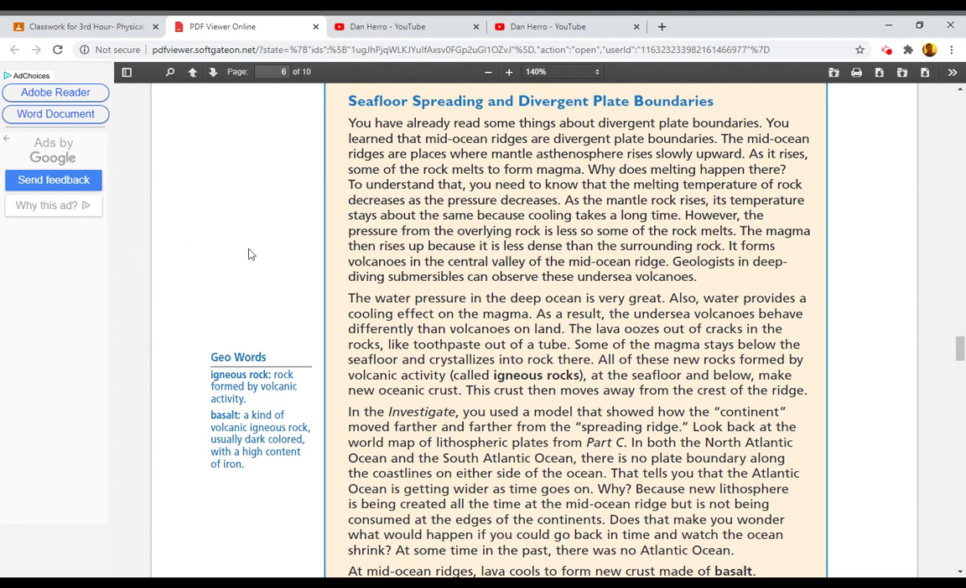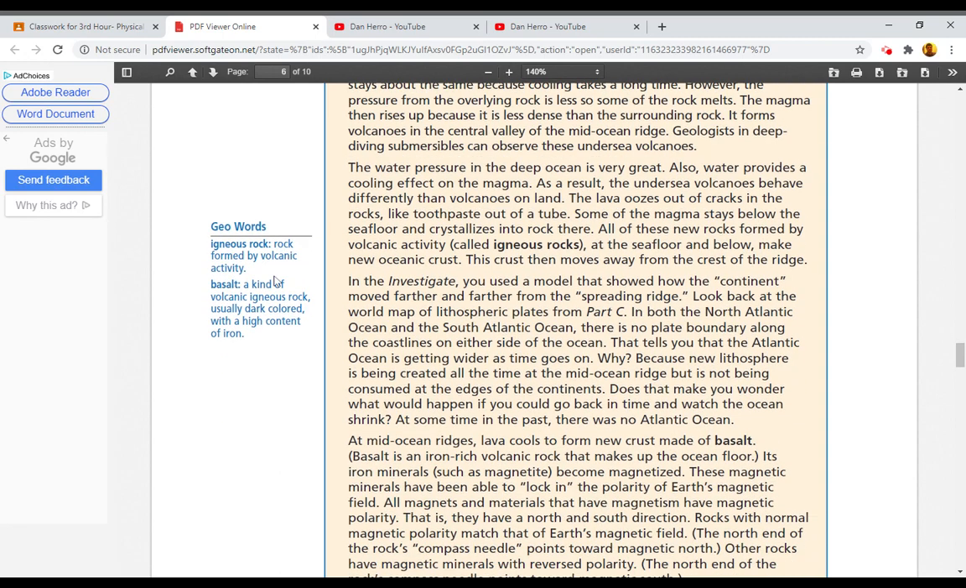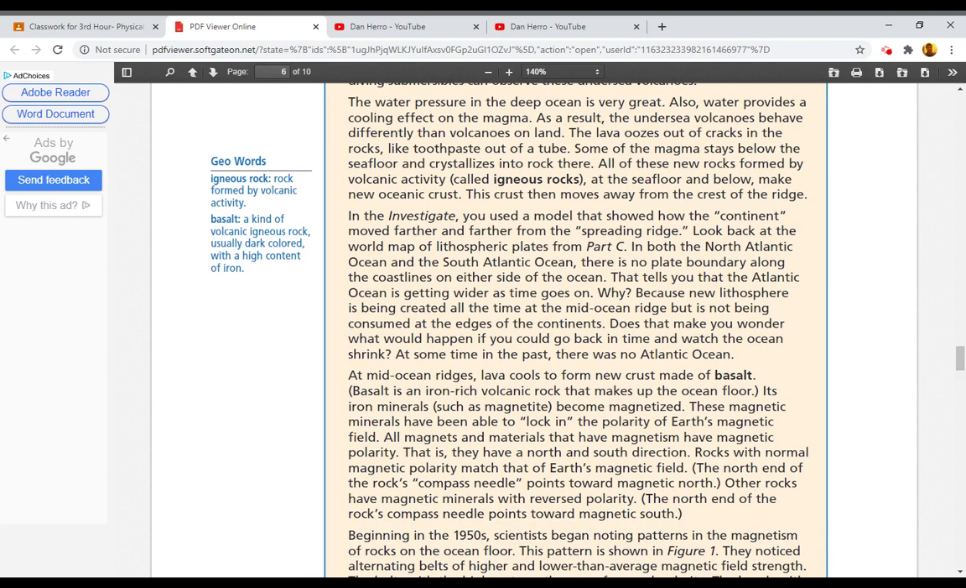It forms volcanoes in the central valley of the mid-ocean ridge. Geologists in deep diving submersibles can observe those undersea volcanoes. The water pressure in the deep ocean is very great. Also, water provides a cooling effect on the magma. As a result, the undersea volcanoes behave differently than volcanoes on land. The lava oozes out of cracks in the rocks like toothpaste out of a tube.